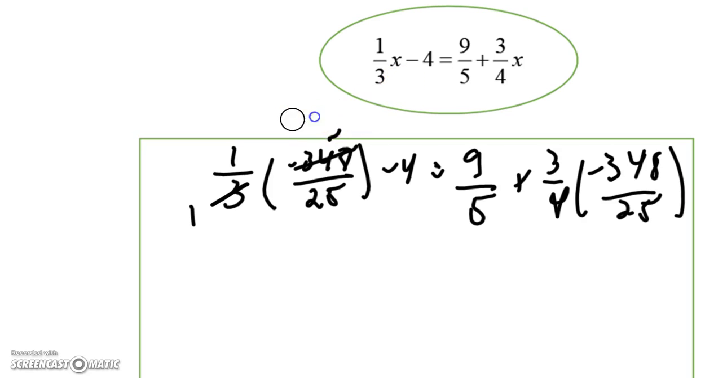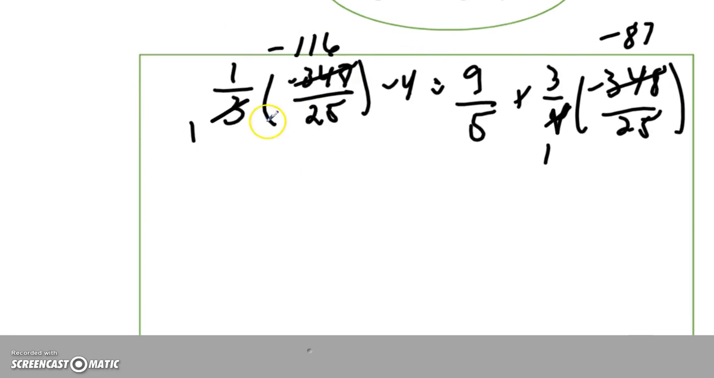And then if I do that on the other side, I have 3/4 times negative 348 over 25. I know that 348 can be divided by 4. 4 divided by 4 is 1. 348 divided by 4 is a negative 87. So now I'm going to rewrite each of these fractions so they're all over 25.